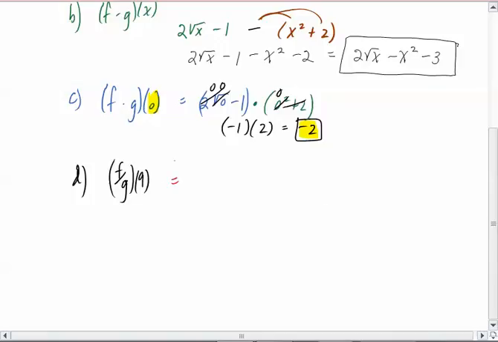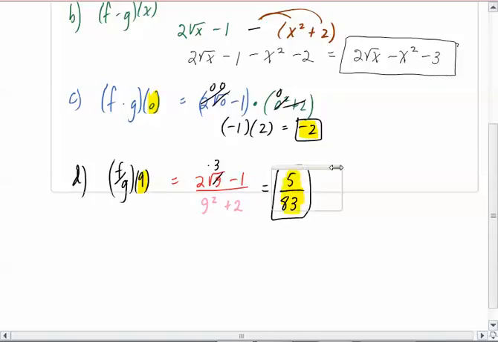Alright, so this time we're going to take the f function and divide by the g function. So here I go. Put the 9 in with a value in it, right? Put in a value. And the g function, so I'm going to go 9 squared plus 2. And let's see what we get. So I get square root of 9 is 3, so that's 2 times 3 is 6, minus 1 is 5. 9 times 9 is 81, plus 2 is 83, and that's my final answer. Again, a value produces a value. When I say a value, an actual value for the variable.